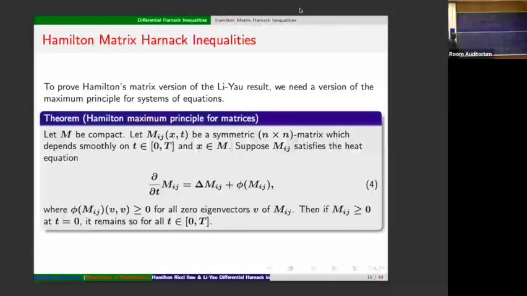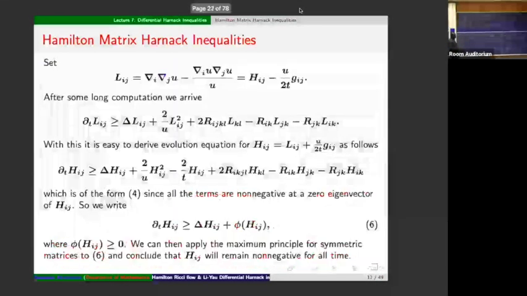If you have this maximum principle with phi greater or equal to 0, then Mij will also be greater or equal to 0 for all time. So that is what you have there. And that is the proof.